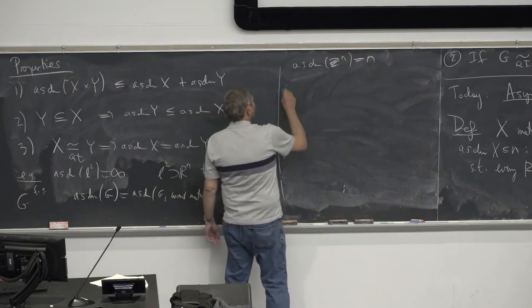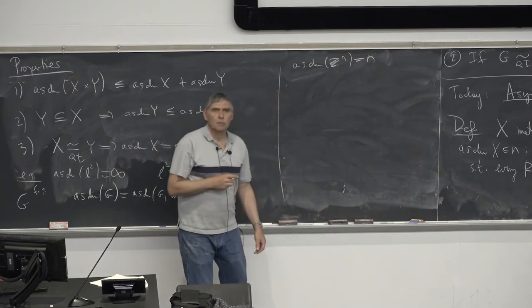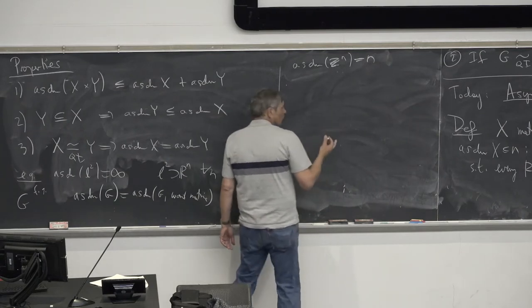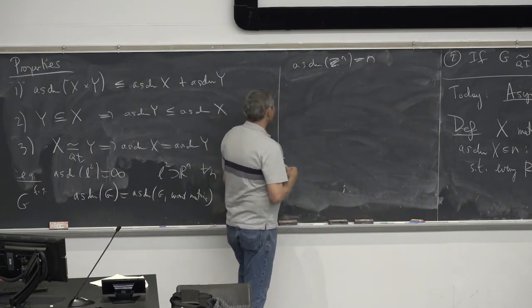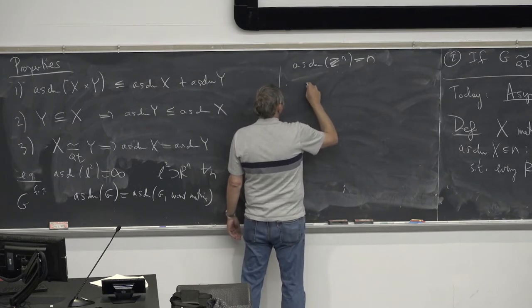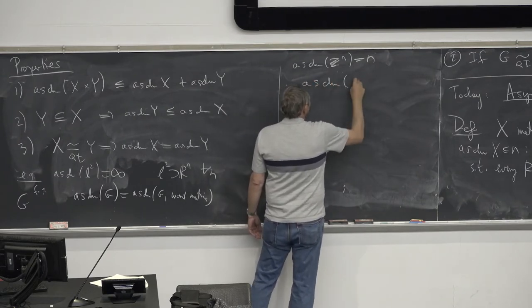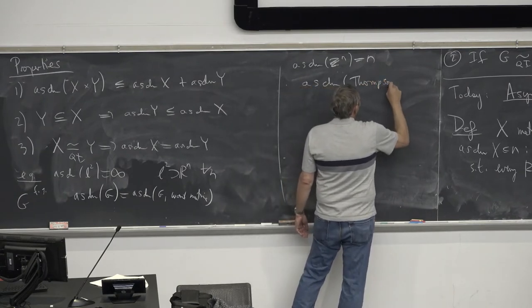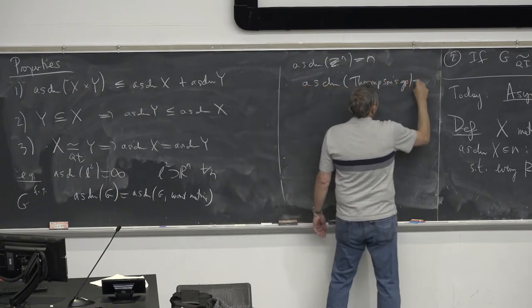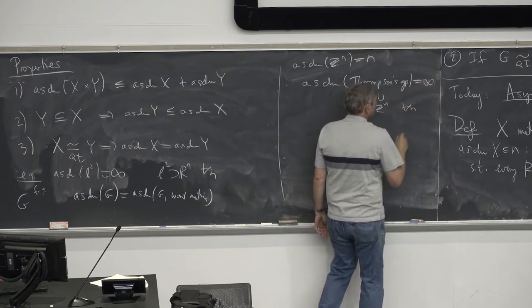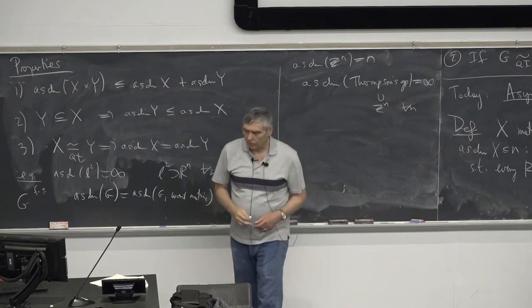There are finitely presented groups that have infinite asymptotic dimension. So there's a Thompson's group that Rachel likes to think about. That is a certain finitely presented group, and it contains Z^n for every n. So its dimension is infinite.